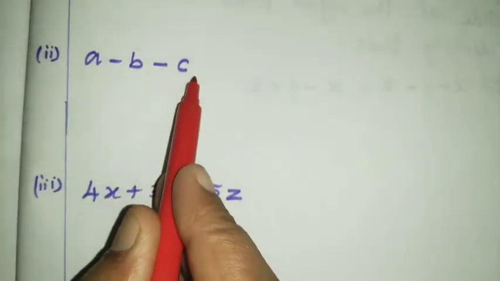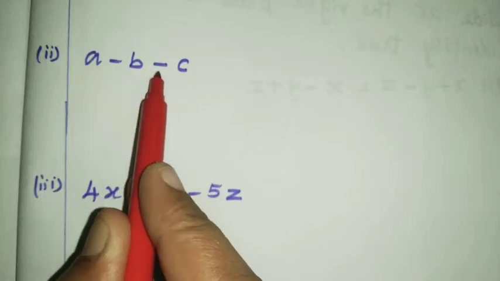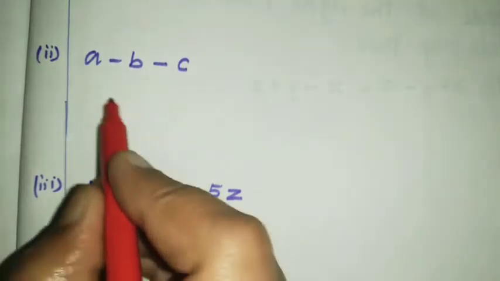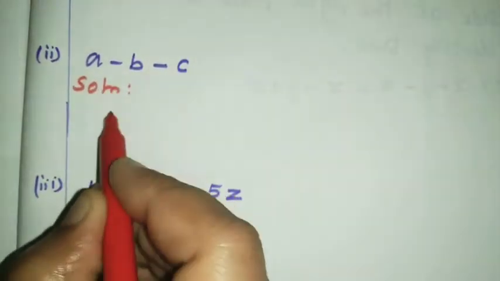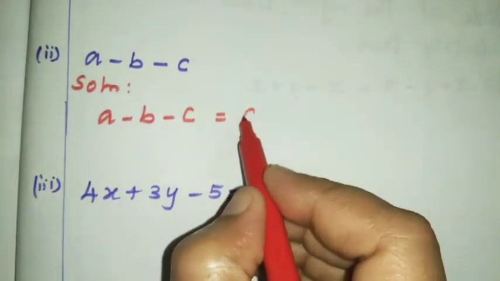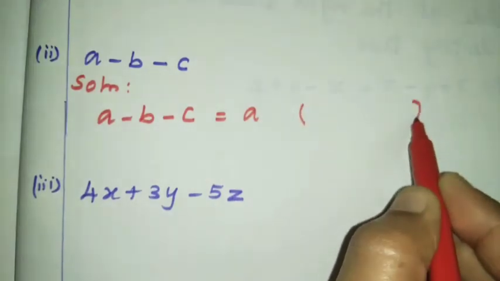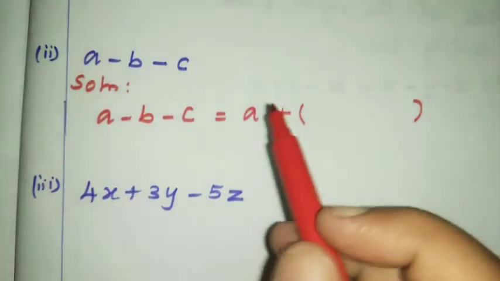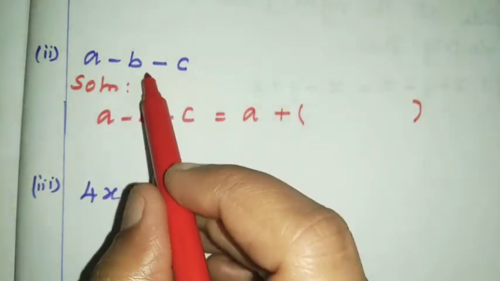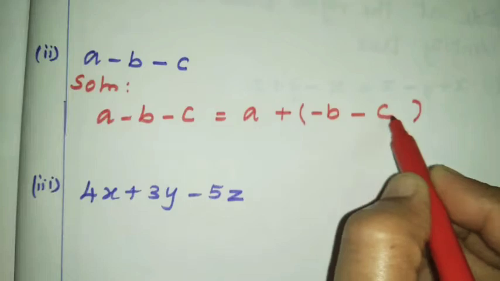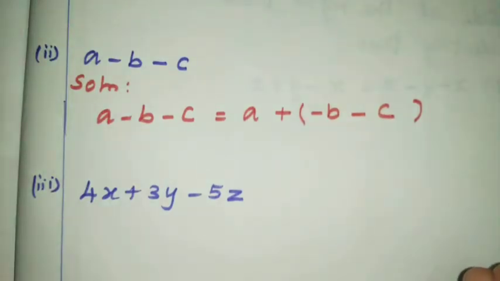Next, question number 2: a minus b minus c. Here minus b is the second term and minus c is the third term. Enclose the second and third term. So the solution is a minus b minus c, which is equal to a, then enclose the second and third term within a bracket with a positive sign before it. That means whatever is given in the second and third term, you have to write it. Don't change the sign. That is minus b minus c. So this is our answer. Is it clear?